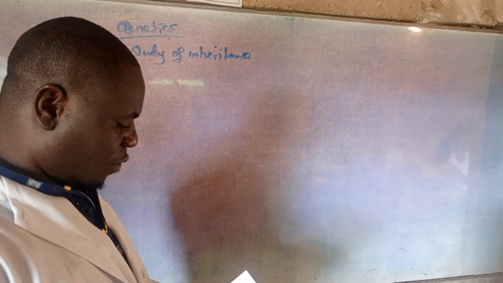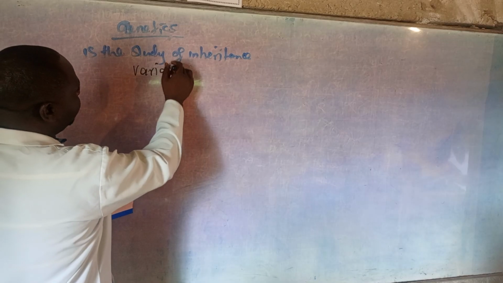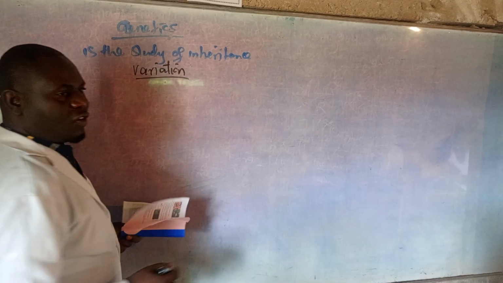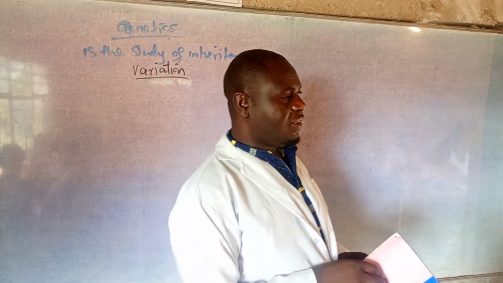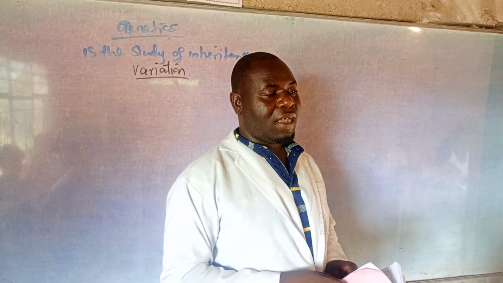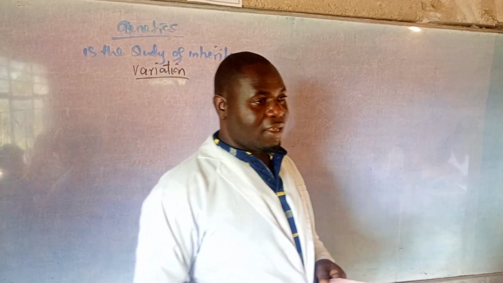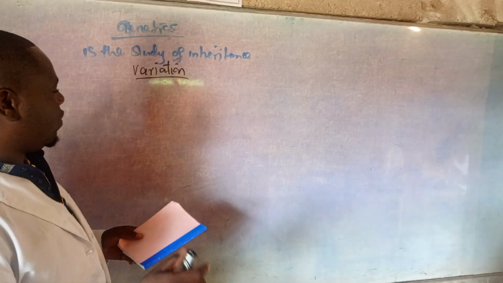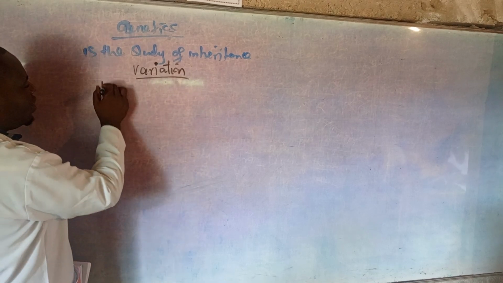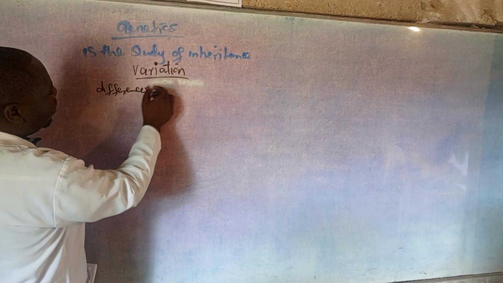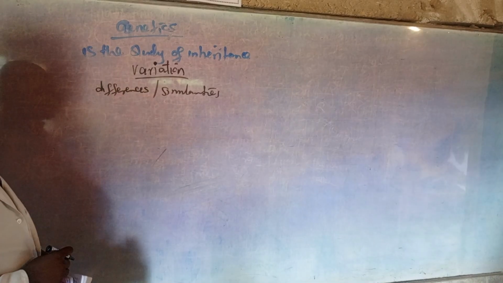Good. Then from here we'll now go to variation. What's variation, people? What's variation? So variation is the similarities and differences among the organisms of the same species in the same ecosystem.